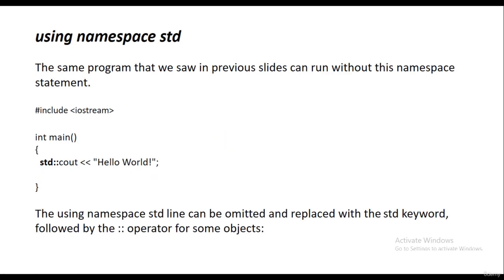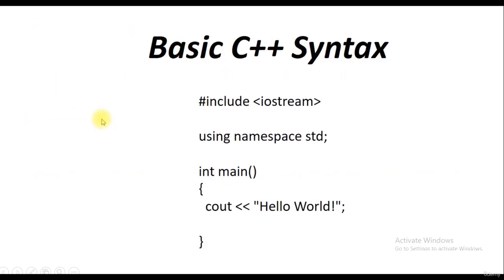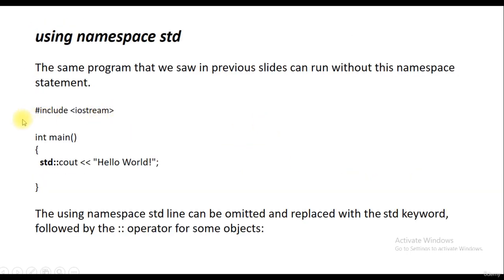Now coming to the namespace std. Here you can see I have written the same C++ program, but this using namespace std is not present here. Now let us go back to that program. Here in this program, using namespace std is not present. So if we don't use using namespace std, then we have to use std::cout every time we want to print something on the screen.